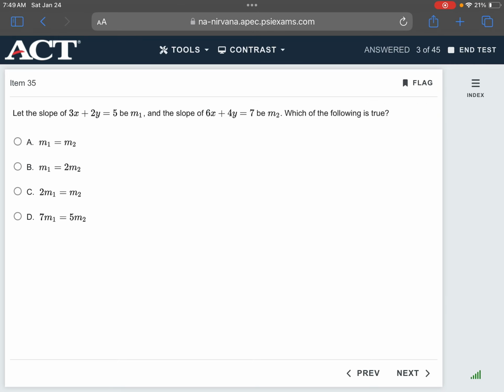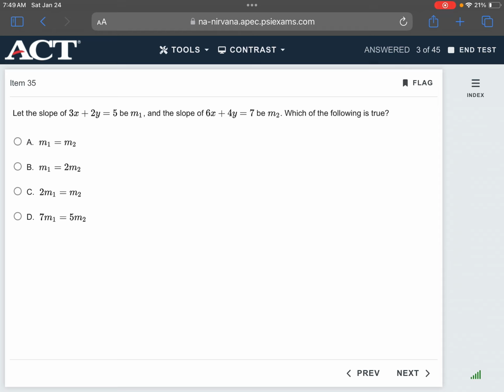Alright, so today's question says, let the slope of 3x plus 2y equals 5 be some value m sub 1, and the slope of a second line, 6x plus 4y equals 7, be some other slope m sub 2. So which of the following is true, right? And it gives us a bunch of different relationships to these slopes.